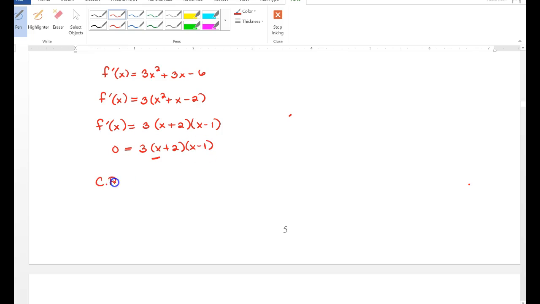So my critical points, okay, so I consider each part. Well, I can't set 3 equal to 0. That doesn't make sense. But if I take x plus 2, set that equal to 0, I get negative 2. And set x minus 1 equal to 0, I get x equals 1. So these are my 2 critical points.